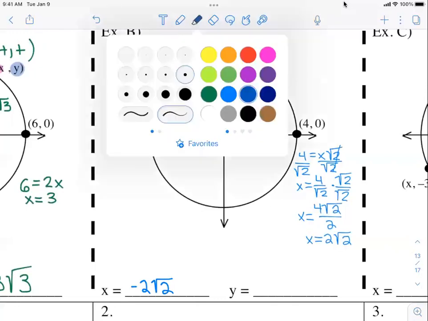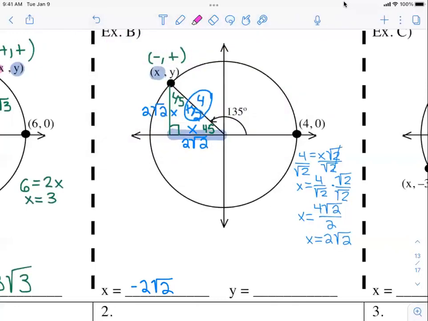For my y's, I'm going to go ahead and line up my y's, which is going up. Your y-axis is up. So the length of that is 2 root 2 as well. And it's going to be positive.